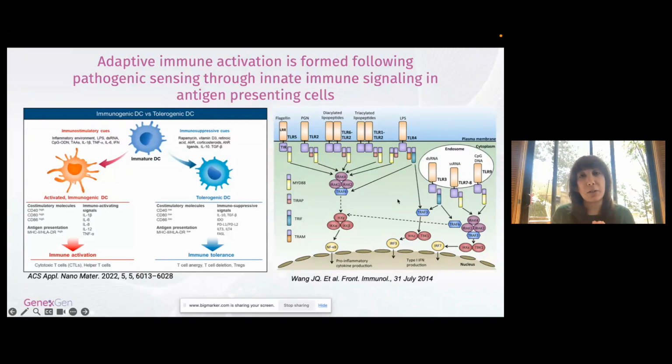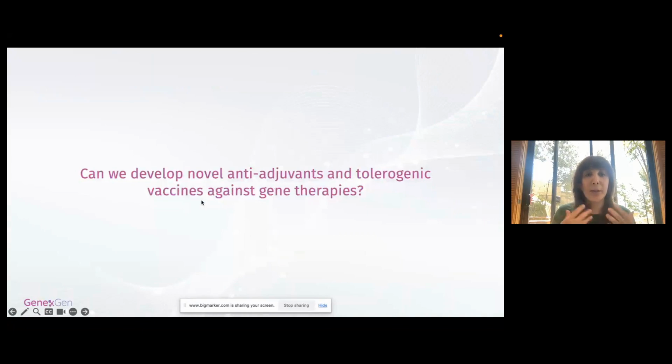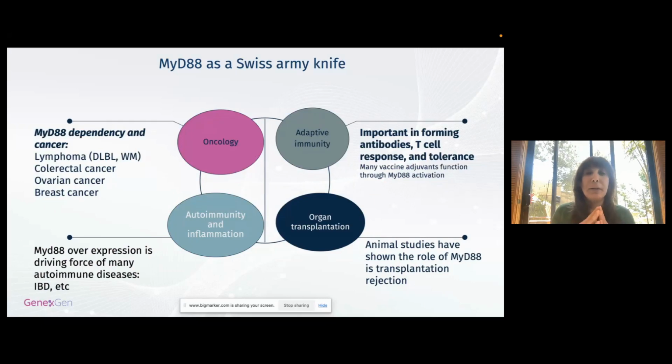So we were very interested to see if we target MyD88, can we create a new anti-adjuvant strategy to silence the antigen-presenting cells and deviate their differentiation away from activating or mature DCs into tolerogenic ones. So the question was, can we develop novel anti-adjuvant and tolerogenic vaccines against gene therapy by looking at MyD88? We were particularly interested in MyD88 because it is kind of a Swiss Army knife.